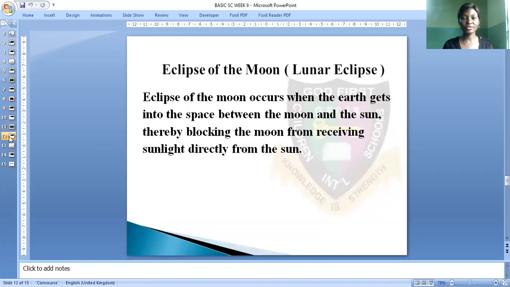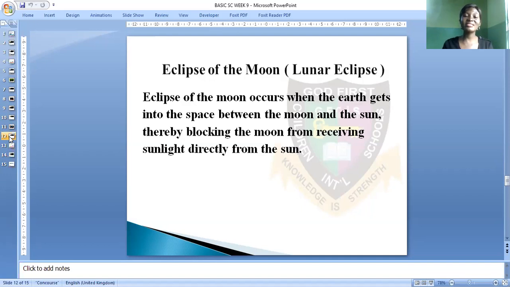Eclipse of the moon, lunar eclipse. Eclipse of the moon occurs when the earth gets into the space between the moon and the sun. Eclipse of the moon occurs when the earth is in between the moon and the sun, thereby blocking the moon from receiving light from the sun.